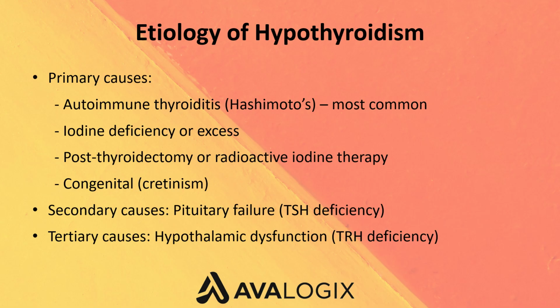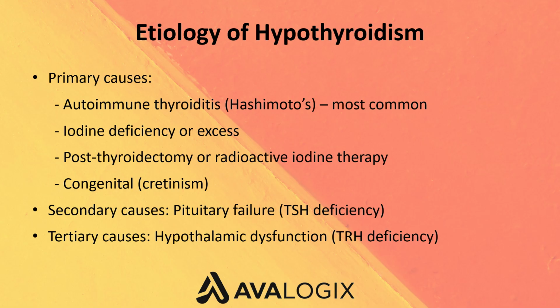Iodine deficiency remains the leading cause globally and results from insufficient dietary iodine, which impairs thyroid hormone synthesis and may lead to goiter formation. Iodine excess, for example from certain medications or supplements, can paradoxically inhibit hormone synthesis, the Wolff-Chaikoff effect. Other causes include thyroidectomy or radioactive iodine therapy used in hyperthyroidism or thyroid cancer treatment. Congenital hypothyroidism arises from agenesis, dysgenesis, or enzymatic defects affecting hormone biosynthesis, necessitating early neonatal screening.